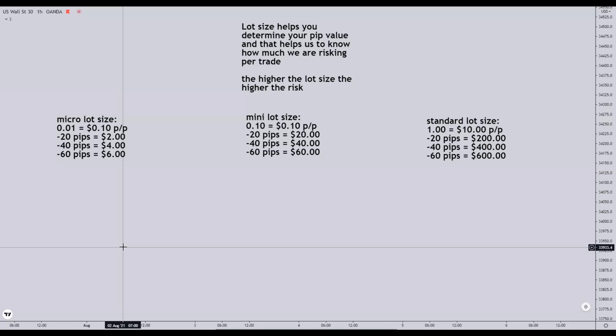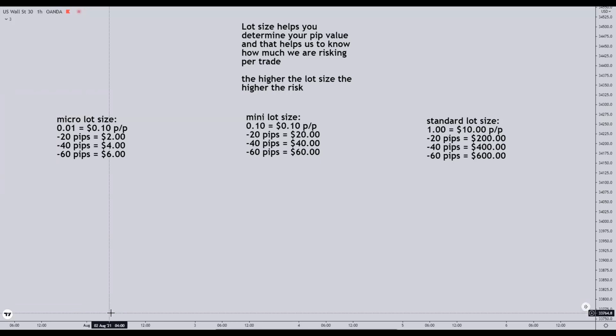So in this lesson, we're going to be focusing on lot size. So what is a lot size? A lot size helps you determine your pip value, and that helps us also to know how much we are risking per trade, right? So the higher the lot size, the higher the risk. So that's something that we need to know. If you're going to be using a standard lot size, just know the consequences of a standard lot size, especially if you have a bigger stop loss. So just keep that in mind.